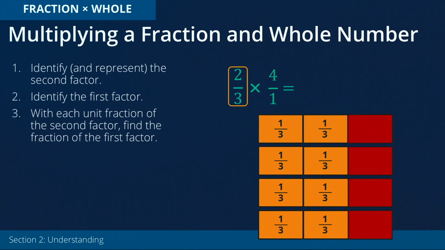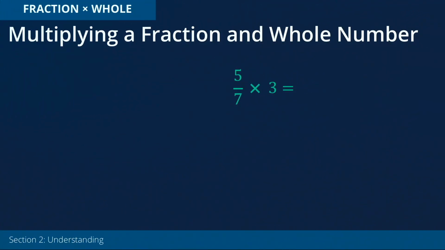So when I multiply 2/3 times 4, I end up with 1, 2, 3, 4, 5, 6, 7, 8 thirds. Remember, I'm always working in thirds. So my product is 8 thirds. Let's look at another problem here. What about 5/7 times 3?